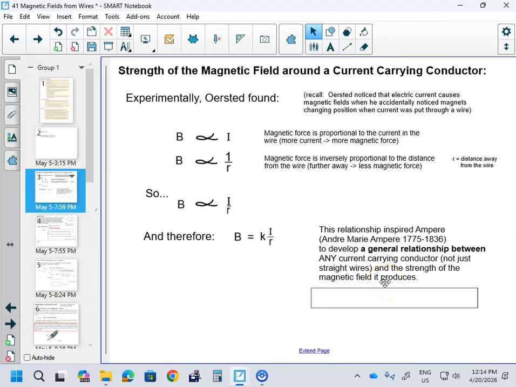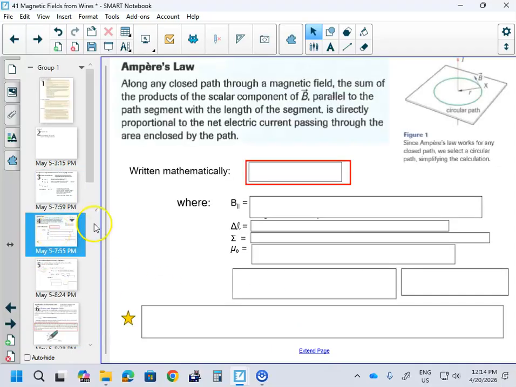Well, later on, Andre Marie Ampere developed a general relationship for any current carrying conductor. He was inspired by that and thought, I can look into this further, right? So it's called Ampere's law, and it reads like this: along any closed path through a magnetic field, the sum of the products of the scalar component of the magnetic field parallel to the path segment and the path length is directly proportional to the net electric current passing through that enclosed path, right?